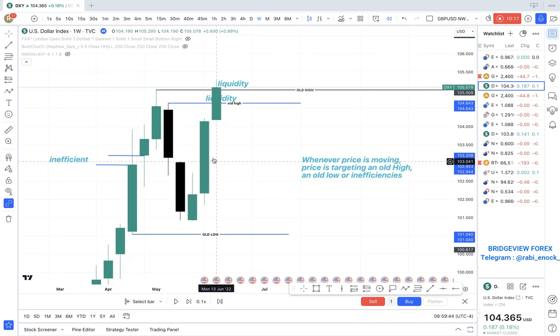So let's see. Price came here. There's no space here. There's no wick here. So price cannot just come down. It has to come and take the liquidity here. So as of now, price has taken the liquidity here. Let's see what happens again.